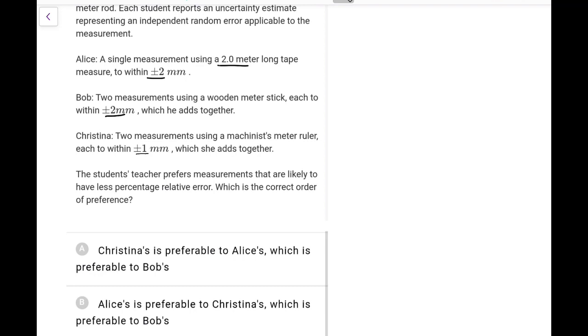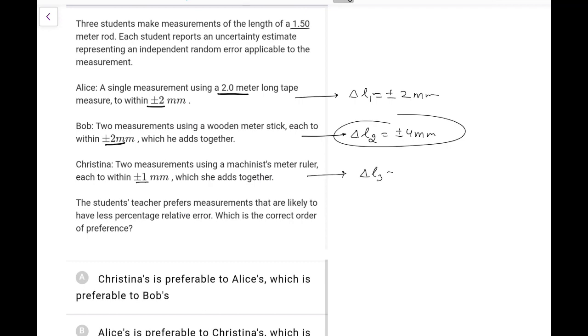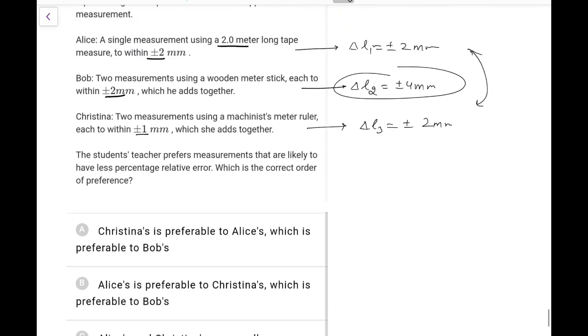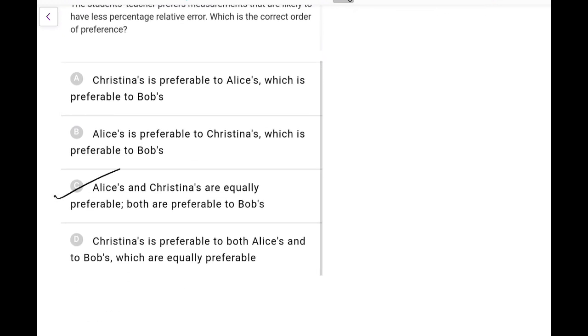So in the case of Alice, because it is one measurement, the error would be plus minus 2 mm. For Bob, he is adding the two readings, both to 2 mm, so the absolute errors are added while we do the addition, so it would be plus minus 4 mm, so it is not going to be preferred that much. Here again 2 are added, but plus minus 1 for both, so it would be plus minus 2 mm. So these two are equally preferred and the Bob one is the least preferred. So which are equally preferred? Alice and Christina. So yes, option C will be the answer here.